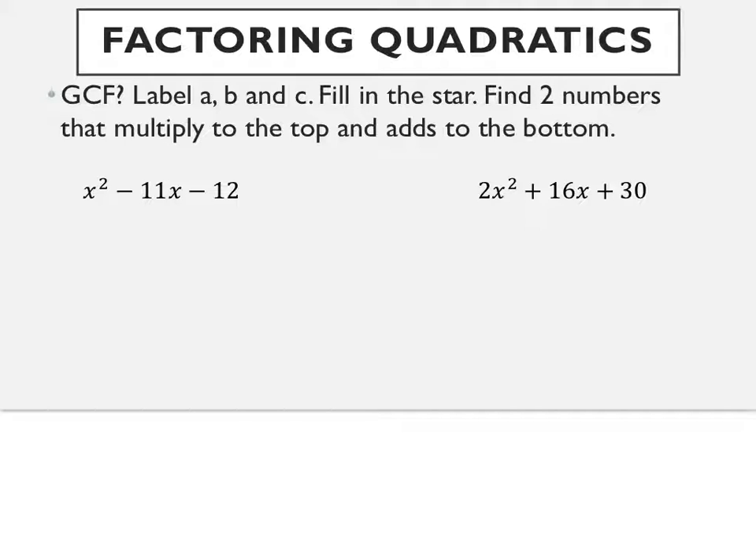So here, there's no greatest common factor, so I'm dealing with 1, negative 11, and negative 12. Nothing divides all three of those numbers. So A is 1, B is negative 11, and C is negative 12. So I put negative 12 on top and negative 11 on bottom.